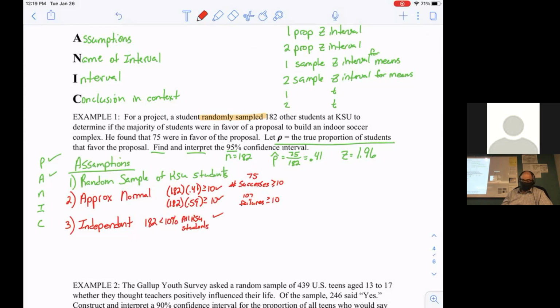The next thing is, we're going to have to give it a name. What name are we going to give it? We're going to consider this a what? How many proportions do we have? 1, so this is a 1 proportion Z interval that we're creating. Again, we are estimating the proportion of people that we feel would vote in favor of the indoor soccer stadium, okay? So now it becomes, well, we have to create that interval. So for the first one here, I'll go ahead and write the formula. Writing the formula is completely irrelevant.